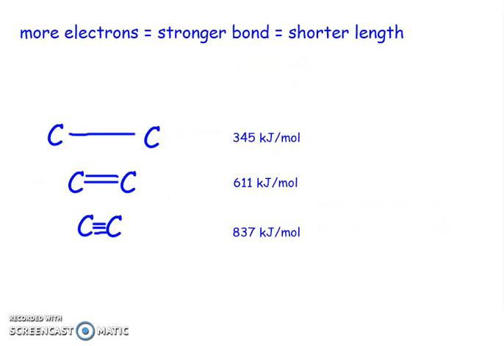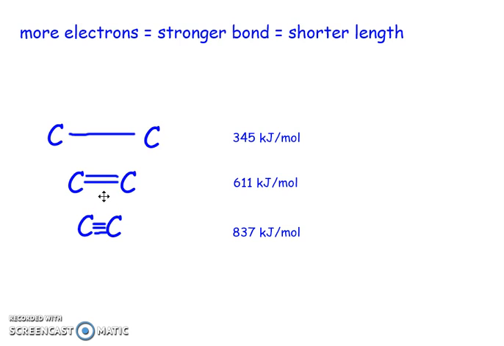In general, the more electrons involved in a bond, the stronger the bond will be. If you think about it, if there's more electrons, the nuclei are going to have a stronger attraction for the electrons in that bond, which is going to cause the bond not only to be stronger, but also shorter in length. For example, a carbon-carbon single bond takes 345 kilojoules per mole to break.